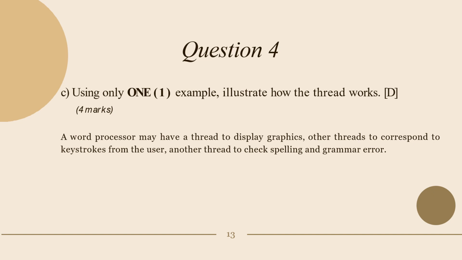Question 4C. Using only one example, illustrate how threads work. And the mark allocated for this question is 4 marks. And this is how we're going to answer it. A word processor may have a thread to display graphics, other threads to respond to keystrokes from the user, and another thread to check spelling and grammar errors.